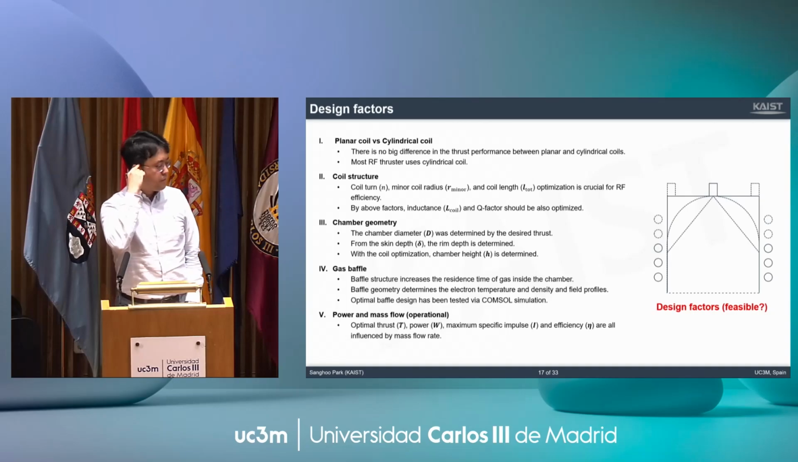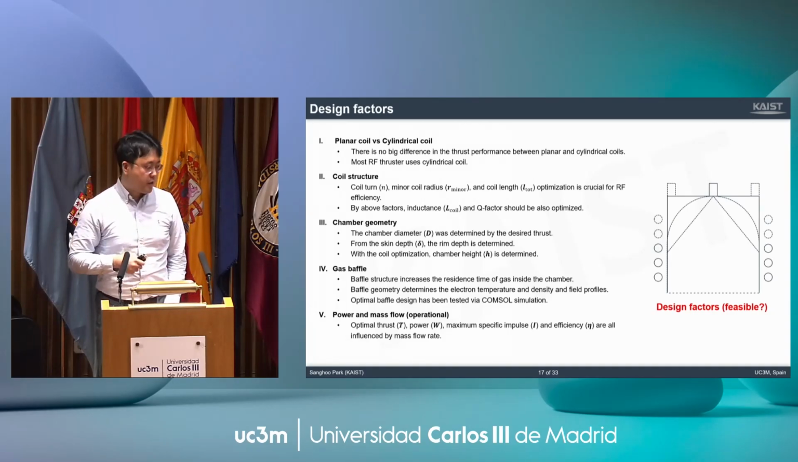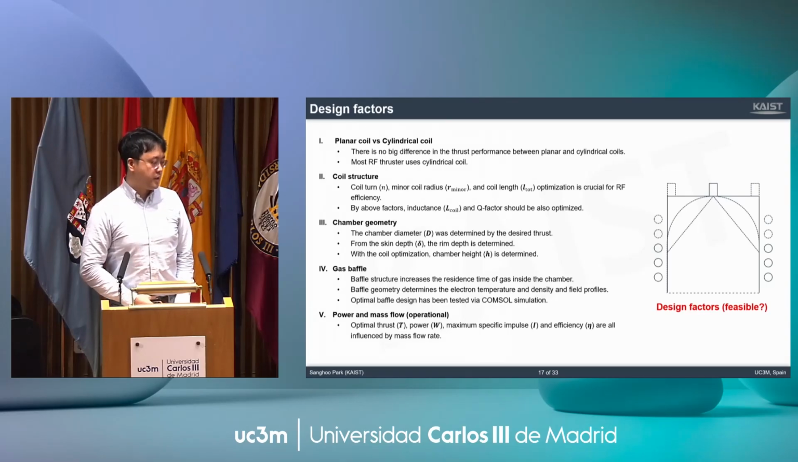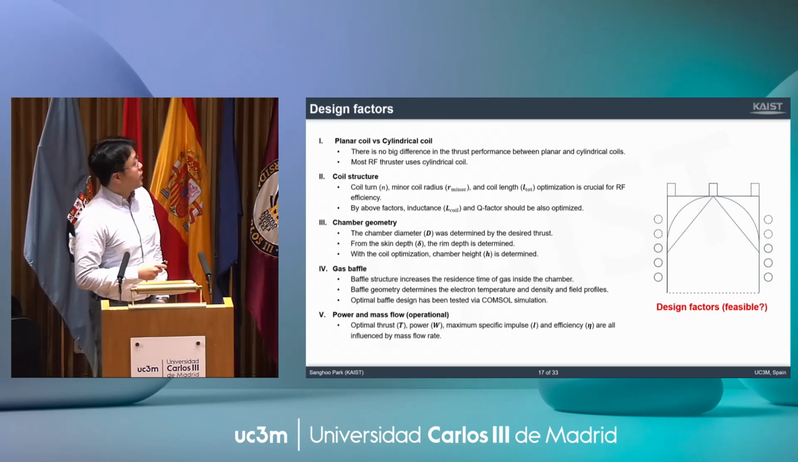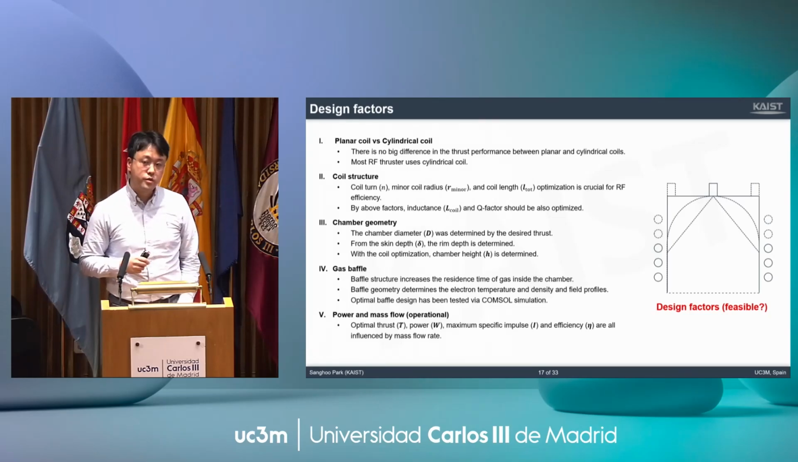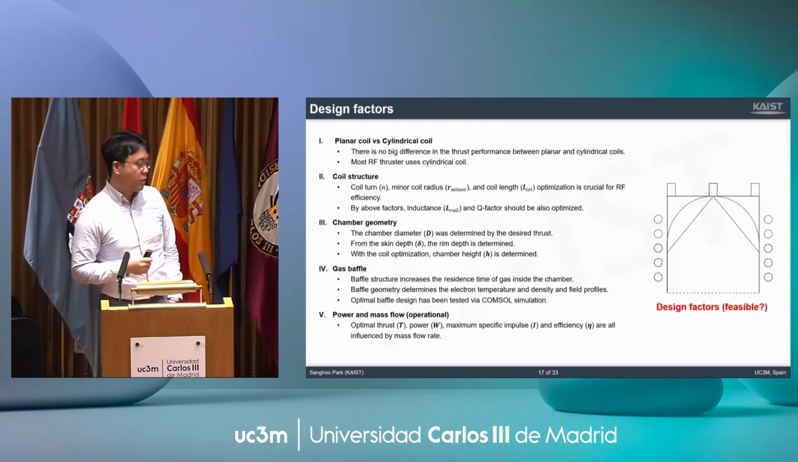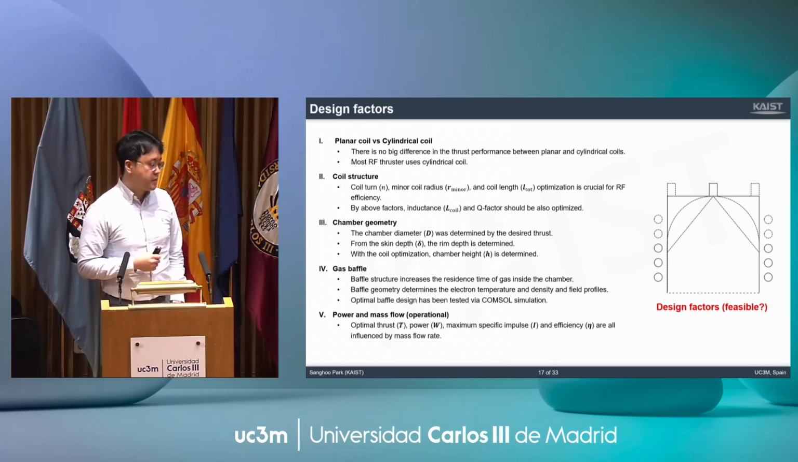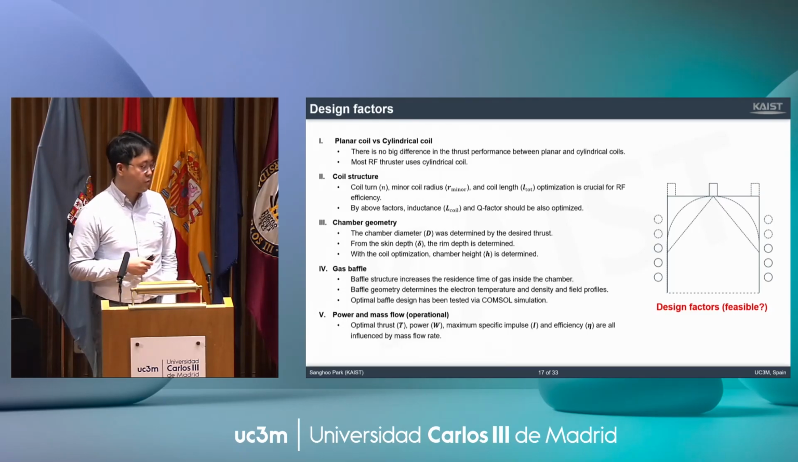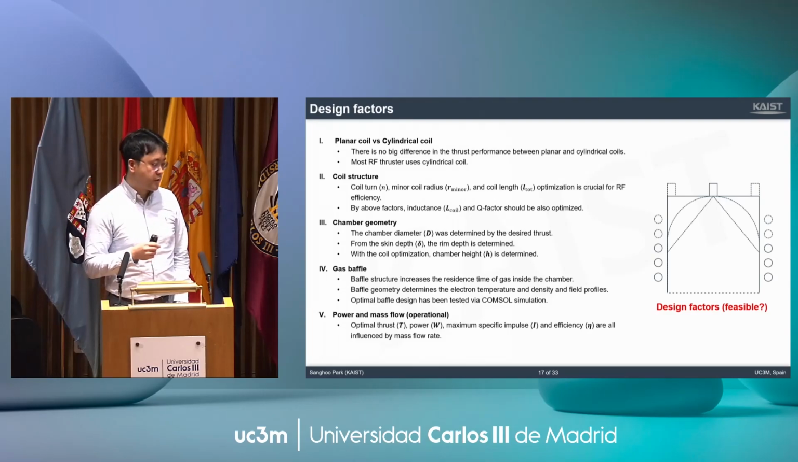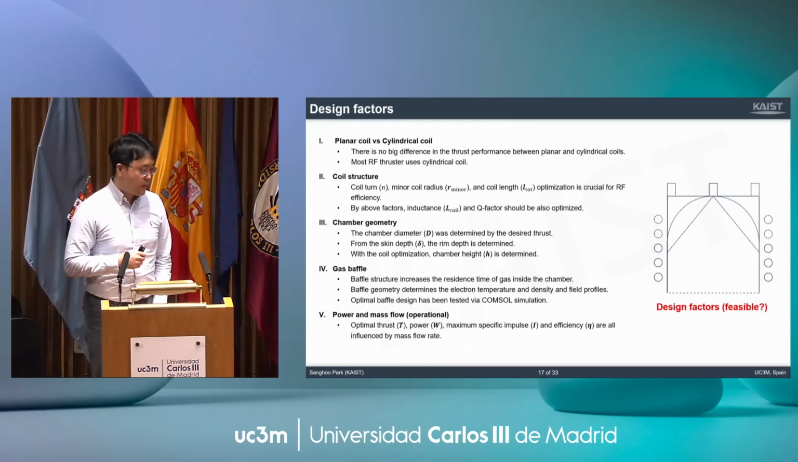And also we need to very carefully design the gas diffuser. Okay, the baffle structure can increase the residence time of the gas inside the chamber. It is very important to sustain a plasma, because electrons should collide at least once before they are lost inside the chamber or at the grid. So the baffle geometry determines the electron temperature and density, as well as the electric and magnetic field profiles inside the chamber. So we need to simulate the baffle geometry with a plasma.